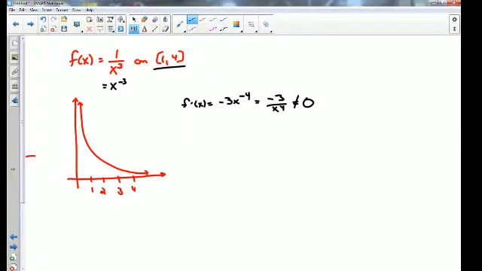Then you're just going to do a sign analysis from 1 to 4. F prime at 2 is negative, so you're decreasing. F is decreasing on [1, 4]. You don't have to show both 2 and 3, because the reason we set the derivative equal to 0 is to show if there's a change in the derivative sign. Because there's not, we know there's no change. So we know F is decreasing.